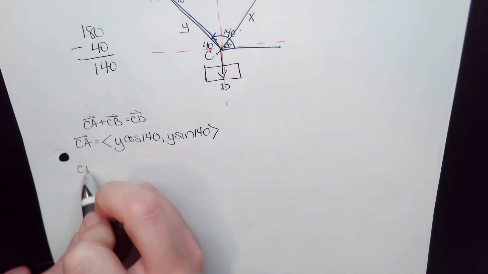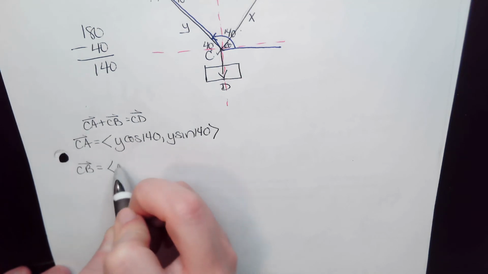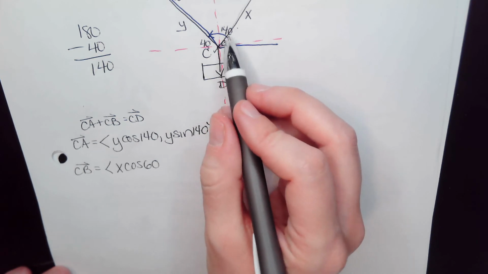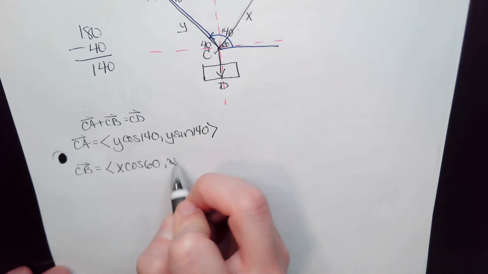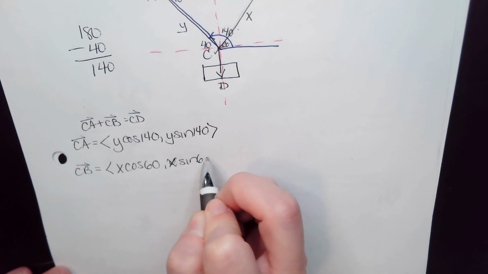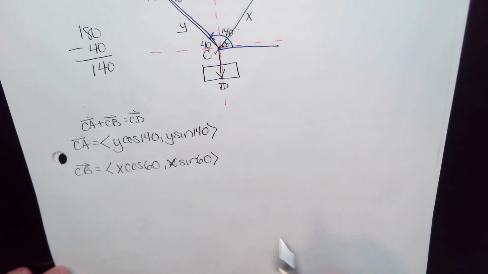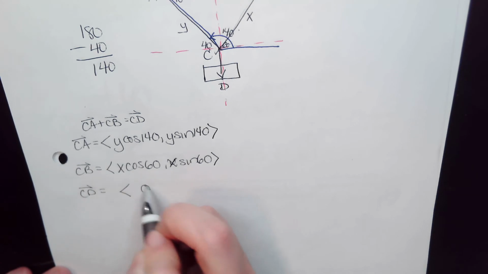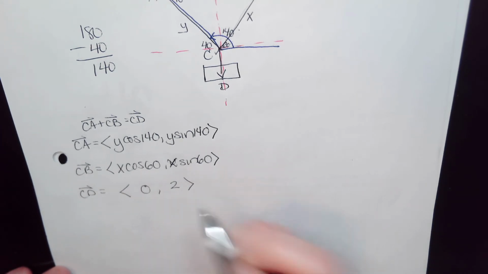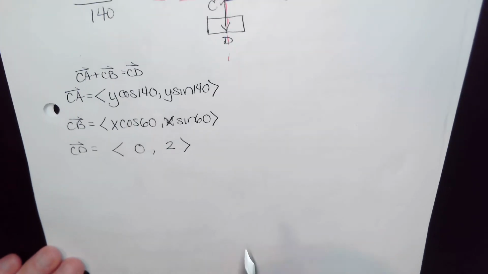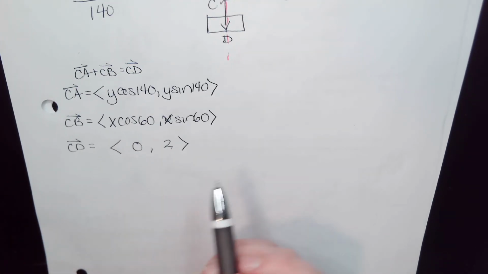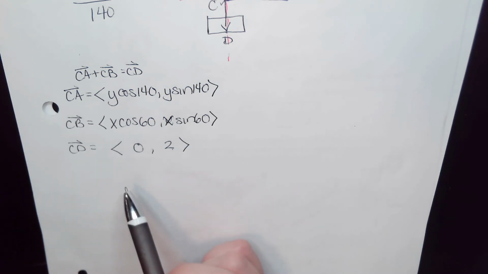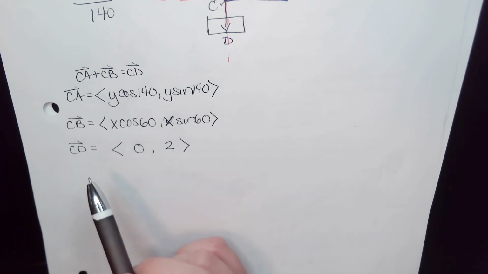And then vector CB would be x times cosine 60, since that's the angle it makes with the positive x-axis, and x sine of 60. And then vector CD is going straight down with 2 kilograms in the vertical direction. All right, so check this, hopefully with what you guys have. Now, if you haven't already, pause the video, write out your 2 equations, and see if you can solve it on your own.